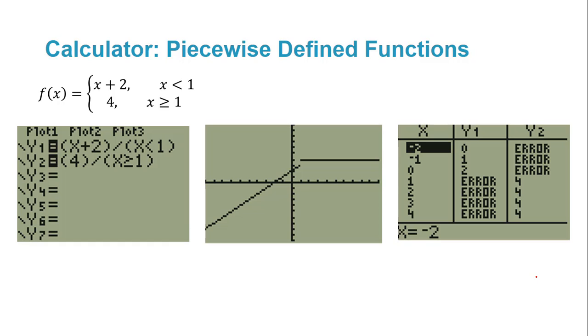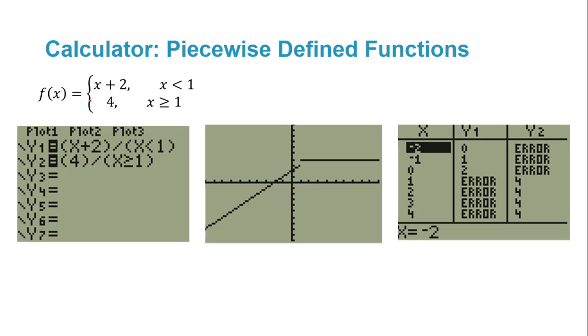Now, you can actually graph a piecewise defined function on the calculator. I have some illustrations here with some screenshots for you. That first function where we had y is equal to x plus 2 for x is less than 1, and 4 for x is greater than or equal to 1. You have to input these into two different equations in the calculator, and you have to define the function and the piece of the domain.